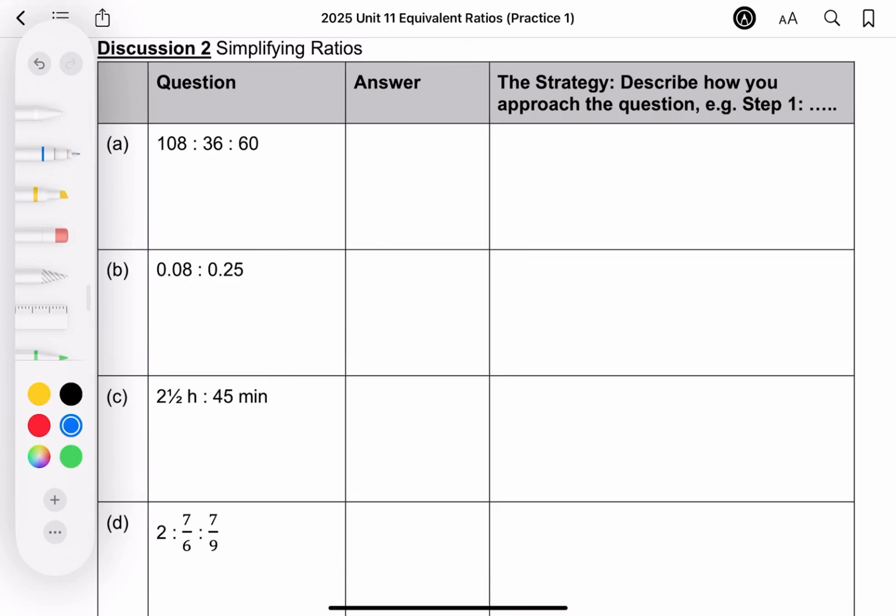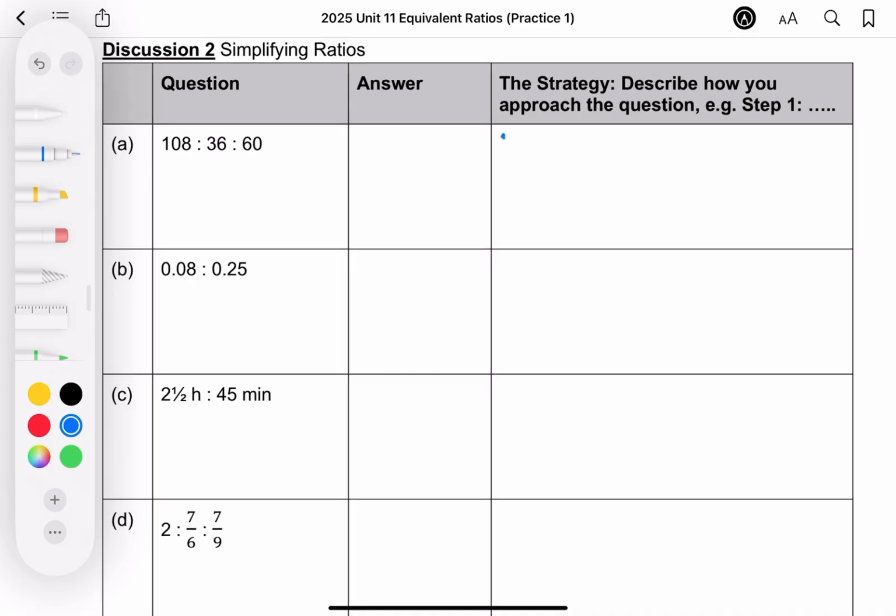In discussion 2, we are going to simplify the given ratios. Now, the key objective of this exercise is for us to articulate the steps going through in our head. So first, we have 108 is to 36 is to 60. In order to reduce, first of all, we will find the HCF of the three parts.